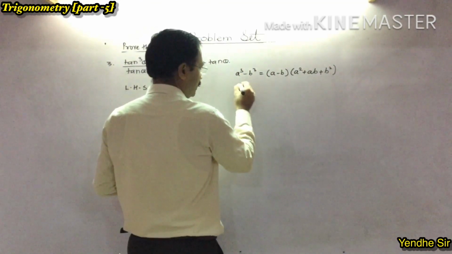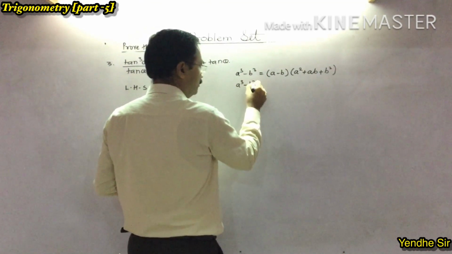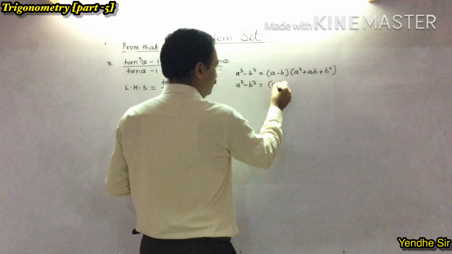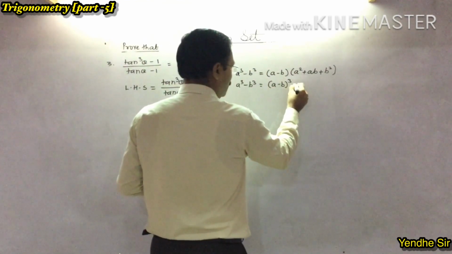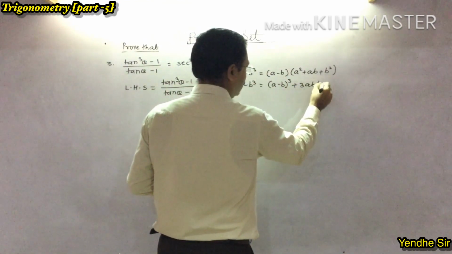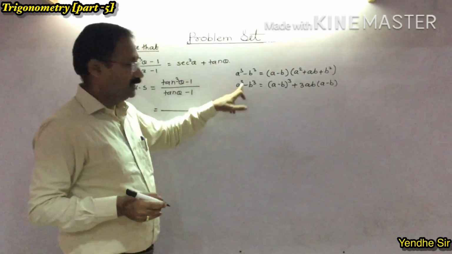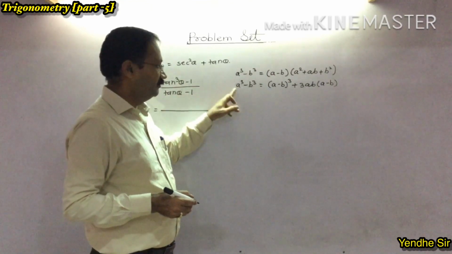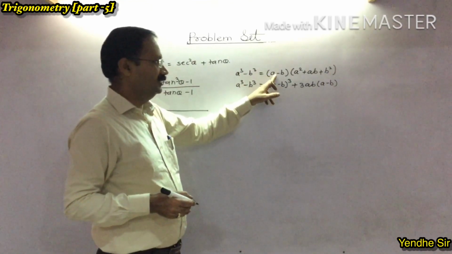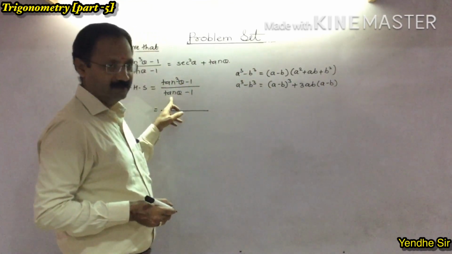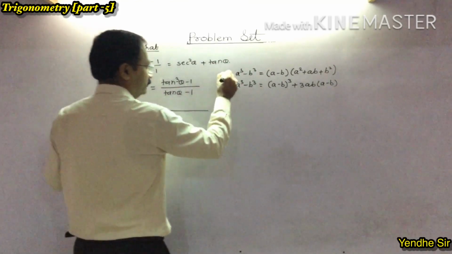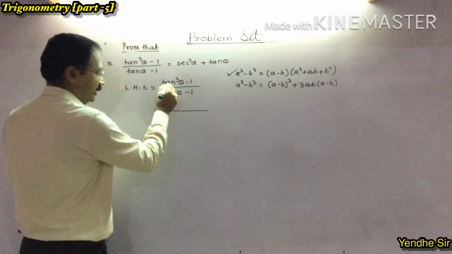And another formula for A cube minus B cube is: A minus B the whole cube plus 3AB in bracket A minus B. This is another formula; there are two formulas for the same thing. So I am going to use this one because it will be cancelled. So use this formula. Okay.